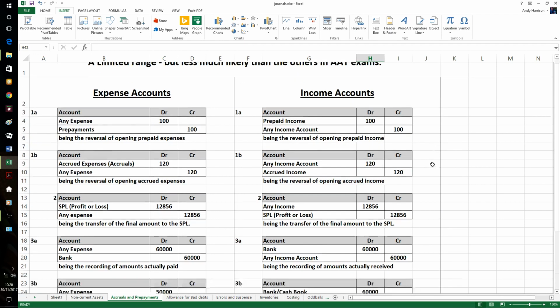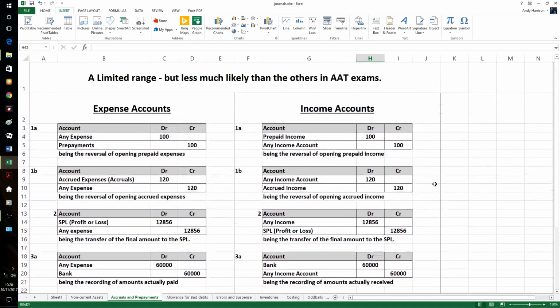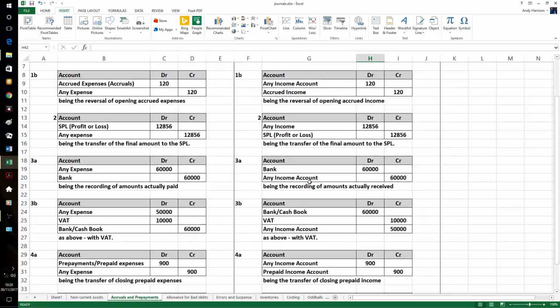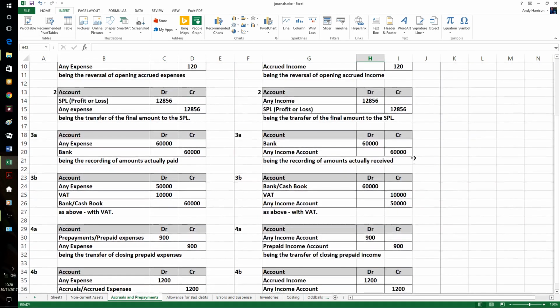Income account's the opposite way around, so not to spend too much time on it, reversal of opening prepaid income or accrued income. Obviously the language here gets completely the opposite to the expense accounts. Transfer the final amount to statement of profit or loss. It's now of course income in the statement of profit or loss. And the amounts received, debit the bank of course, that's the same way around. With VAT of course, if we're charging VAT on our income account.